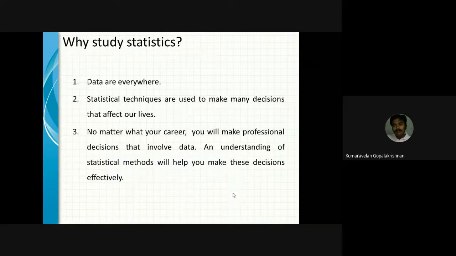Okay, why study statistics? Again, data is everywhere. So whenever there is data, with the help of statistics, you can do wonders, right? You can give a proper decision to the decision maker, right? So that is the purpose for which we are studying statistics.